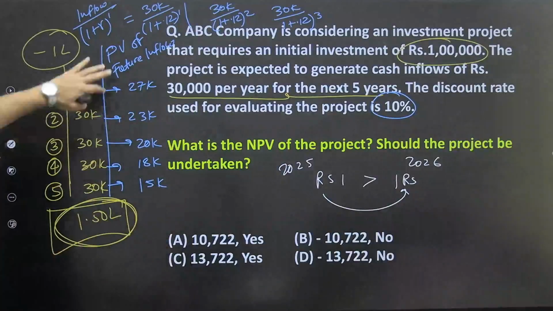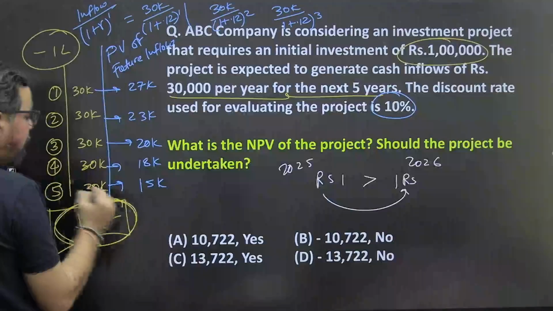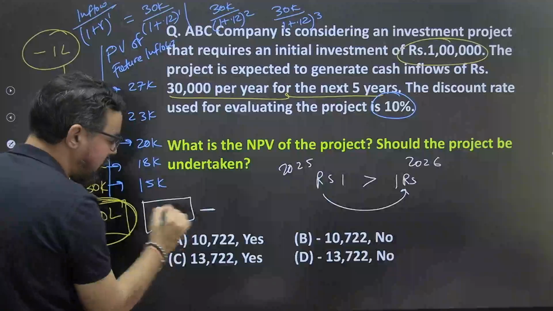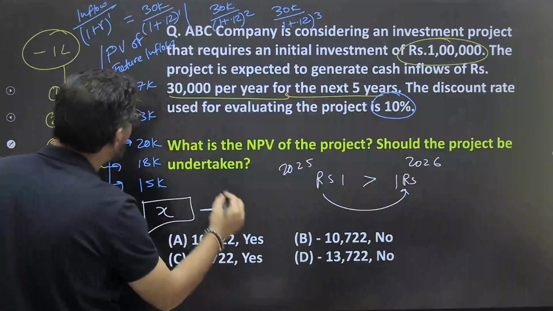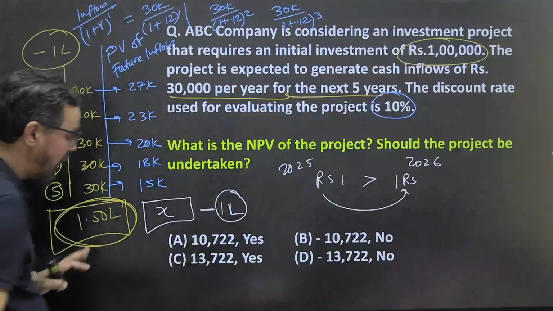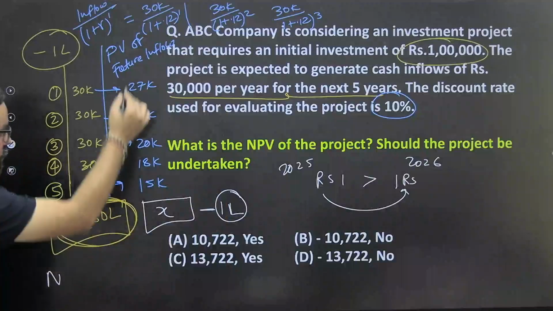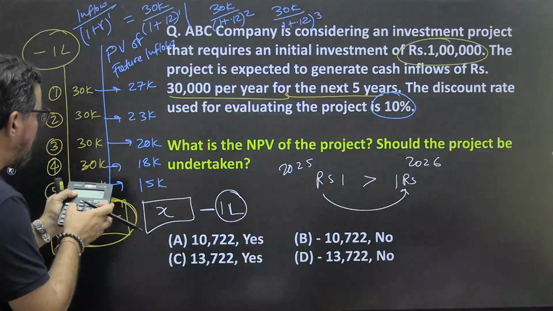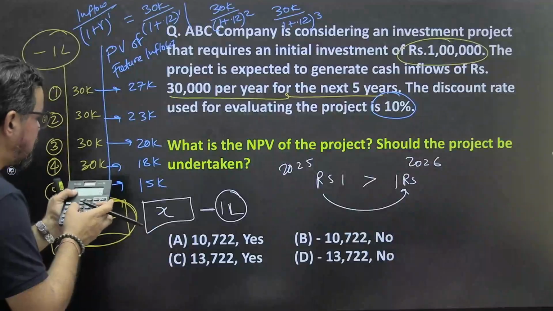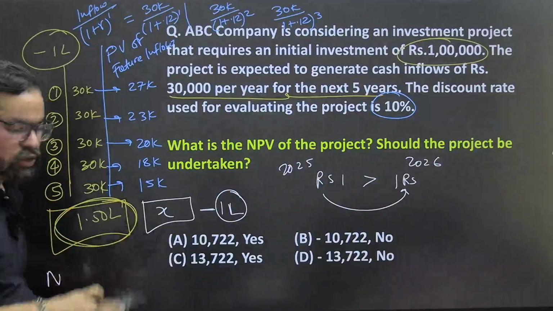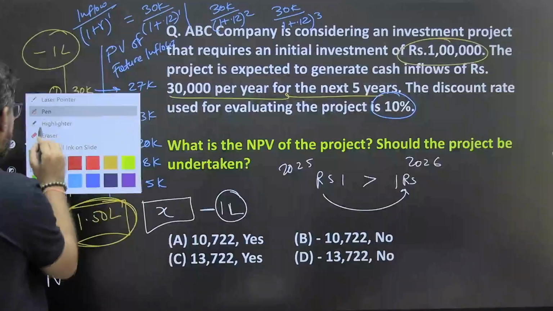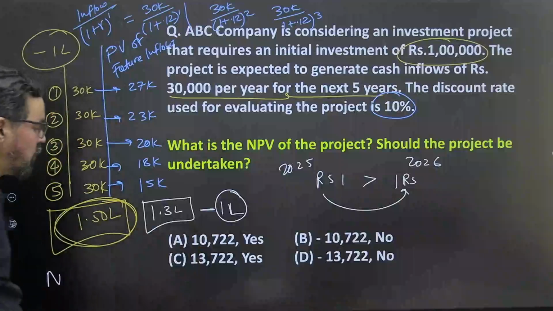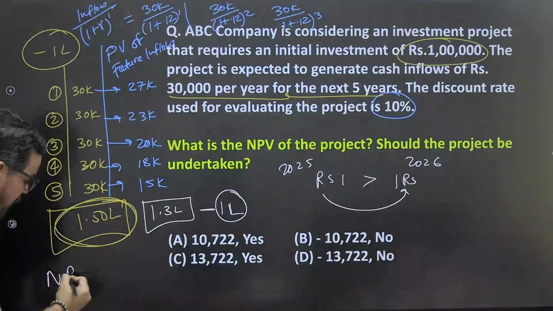Okay. So now this is something which we should consider, right? Let's say the total of these present values, assume it is x, minus the initial investment. The initial investment was how much? Rupees 1 lakh. Now this is the NPV value. So let's calculate it: 27 plus 23 plus 20 plus 18 plus 15. So it is 103, which means 1,03,000. So 1.03 lakh. So 1,03,000 minus 1,00,000 means our NPV is 3,000.